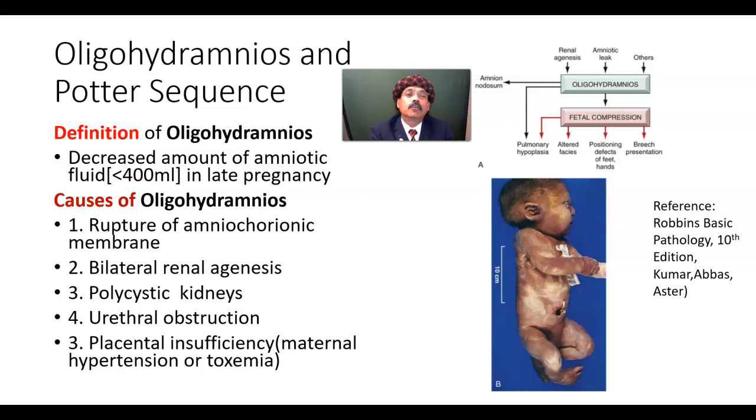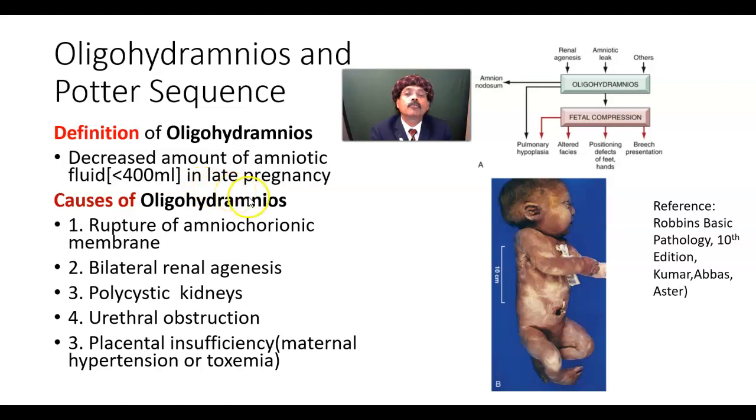Oligohydramnios and Potter sequence. Potter sequence is also called oligohydramnios sequence. First of all, we must know the definition of oligohydramnios. What is oligohydramnios? Oligohydramnios is a condition when there is decreased amount of amniotic fluid, less than 400 ml in late pregnancy.